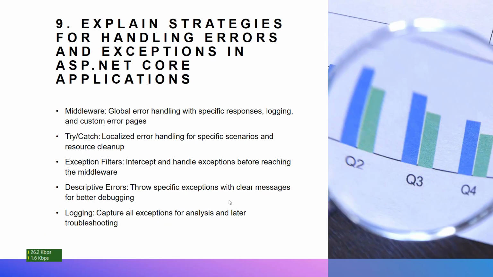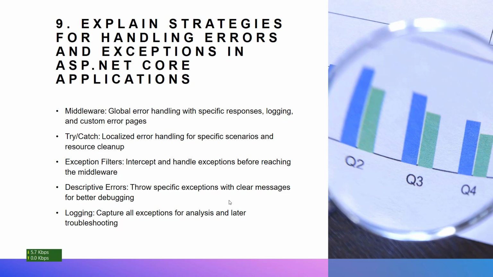Explain the strategies for handling errors and exceptions in ASP.NET Core. There are many ways we can do this in .NET Core. As I mentioned, we can create our own custom middleware, and that middleware should handle all the errors. Once execution reaches it, one of your middleware performs the global error handling. And then we can use try-catch, which is localized error handling.